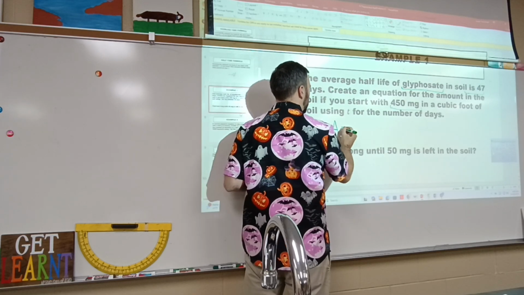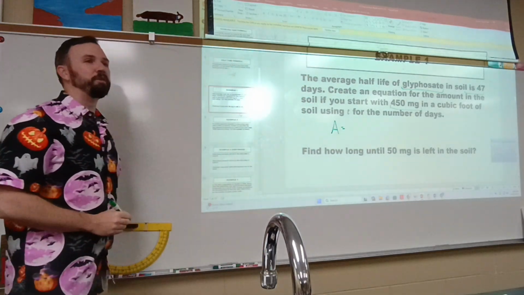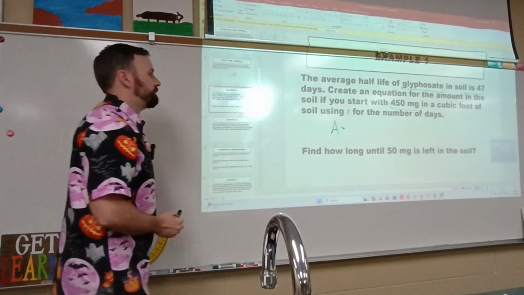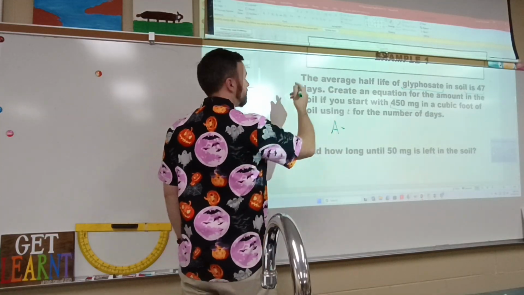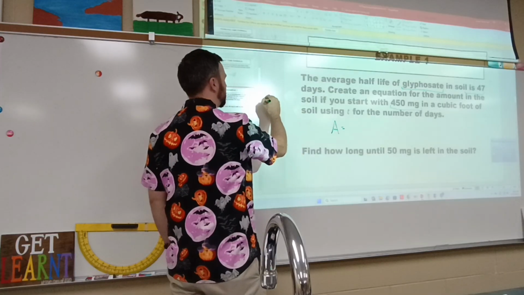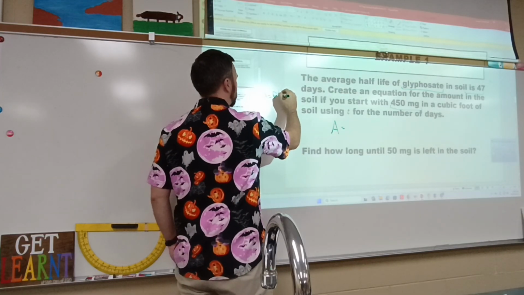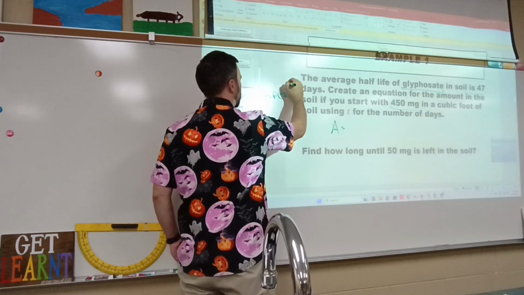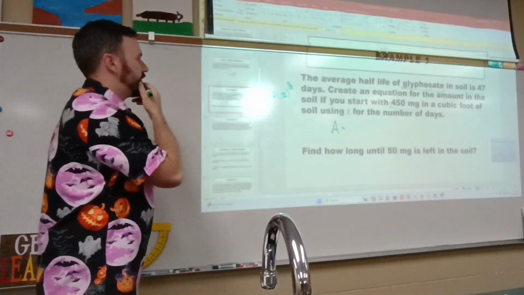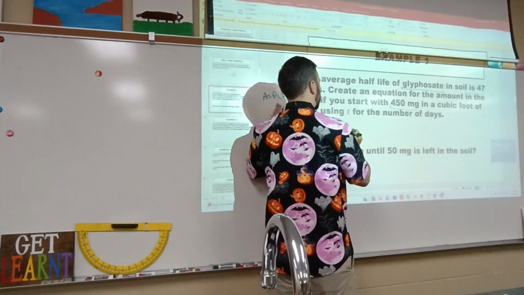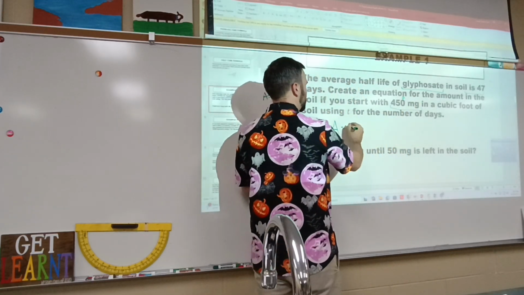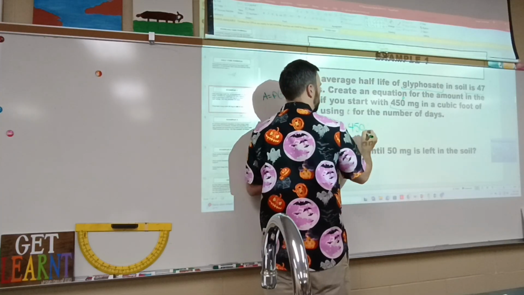So we're going to use A. I'm going to pretend like A means amount, and that'll help me use A. A is amount. This is a half-life problem, so my half-life formula is A equals P times 1/2 to the T over D, where D is your half-life. So what's my initial? How much am I putting in? What am I starting with? 450. That's what I'm actually putting into it.